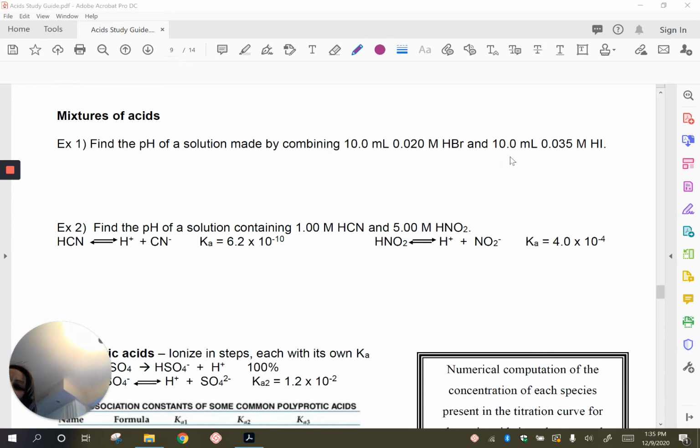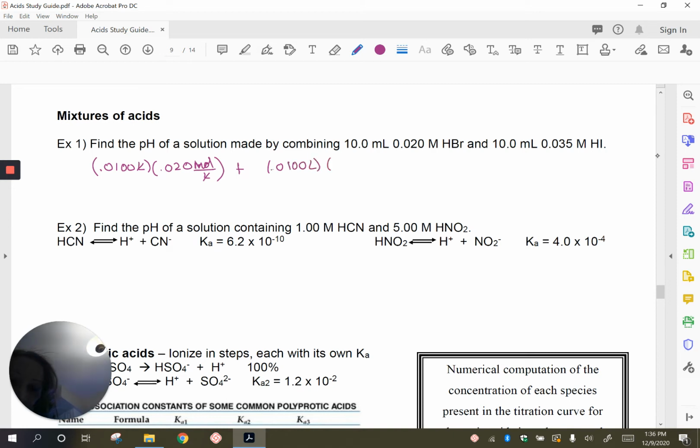So I'm going to start by figuring out how many moles of HBr do I have, and therefore moles of H+. So 0.0100 liters times 0.020 molar, which is moles per liter. So liters cancel, and that gives me moles. That's from my HBr. And do the same thing for HI, so I have 0.0100 liters, and it's 0.035 moles per liter. My liters cancel, so I add up my moles and then I divide by my total volume, which is 0.0200 liters.